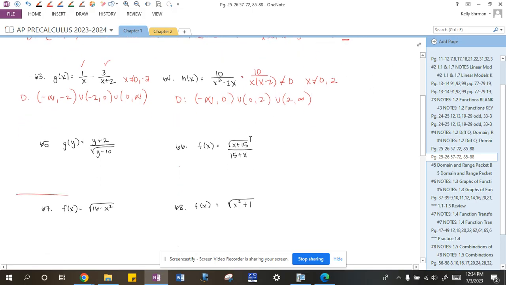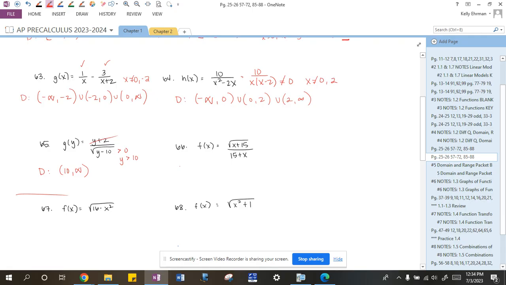Okay, 65 is both rational and has a square root in the denominator. So normally the square root rule is set the expression greater than or equal to 0. But if the square root is in a denominator, you're only setting the expression greater than 0. We don't want it to equal 0. So y has to stay greater than 10, and the y plus 2 is irrelevant. So the domain for this one is 10, not including 10, out to infinity.